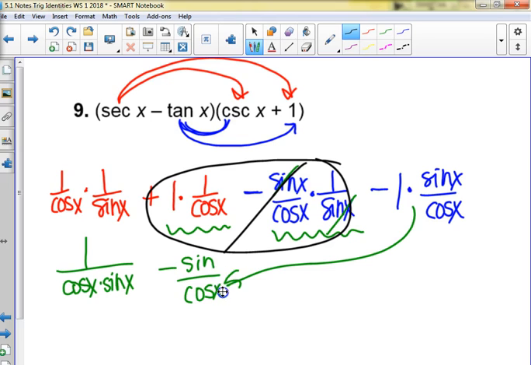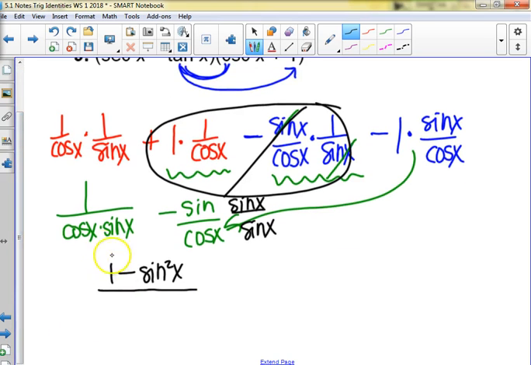Get a common denominator? So this has to multiply by sine x over sine x. Now what do I have? 1 minus sine squared of x. Can I combine them at the same time, guys, without writing it out twice? Right? This is a sine squared back here, and the common denominator is still down there. Don't lose it. Did I lose you on that step?